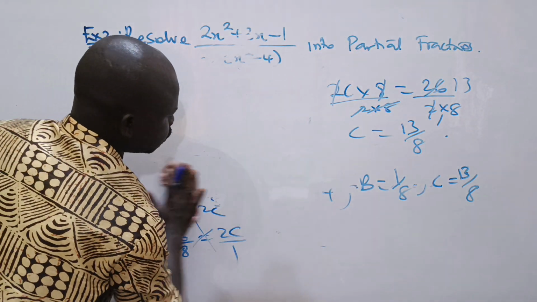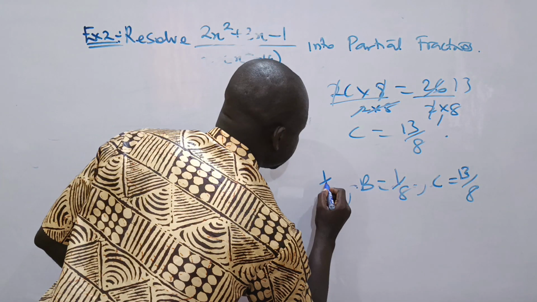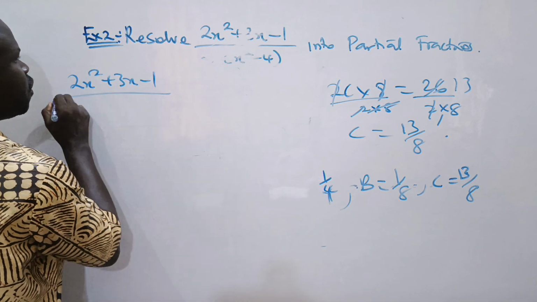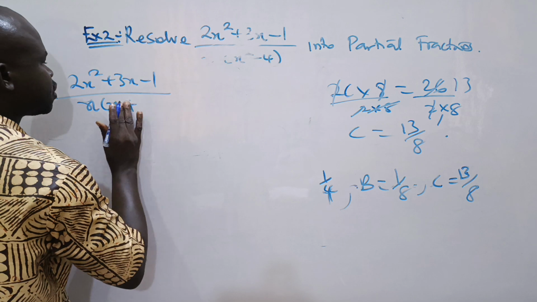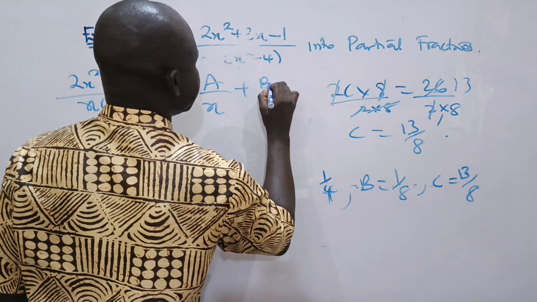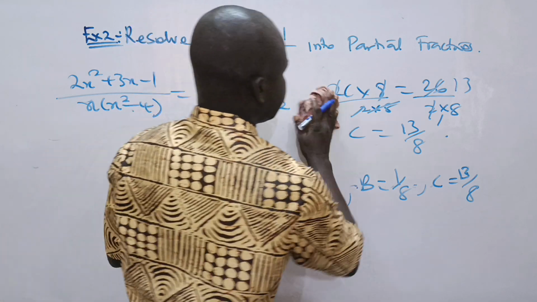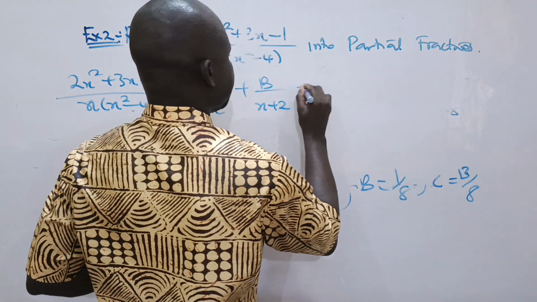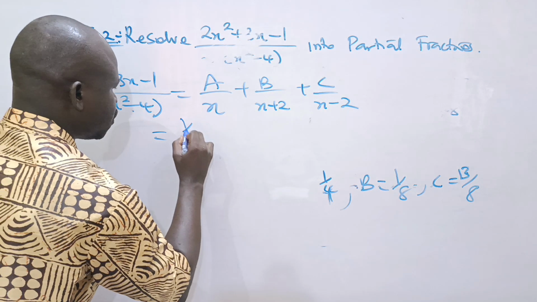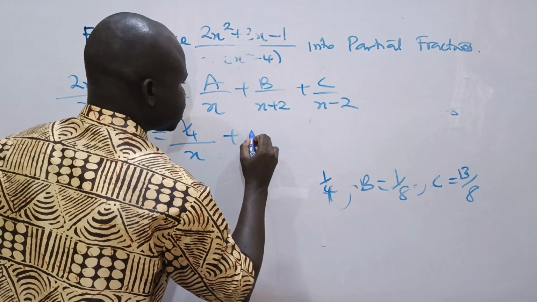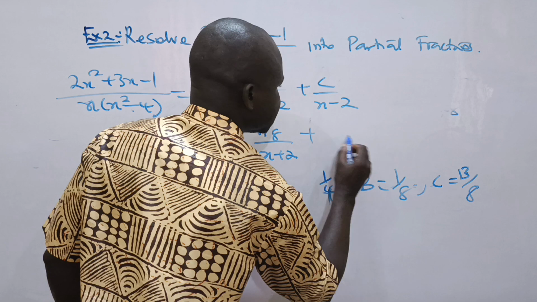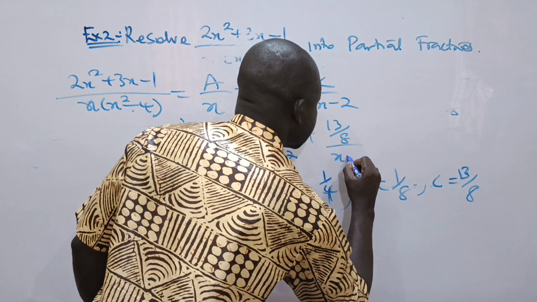We go back and substitute. We now say 2x squared plus 3x minus 1 all over x into x plus x squared minus 4, which is the same thing as a all over x plus b all over x plus 2, then plus c all over x minus 2, is equal to, what's the value of a? 1 all over 4 all over x, plus b, 1 all over 8 all over x plus 2, then plus c, which is 13 all over 8 all over x minus 2.